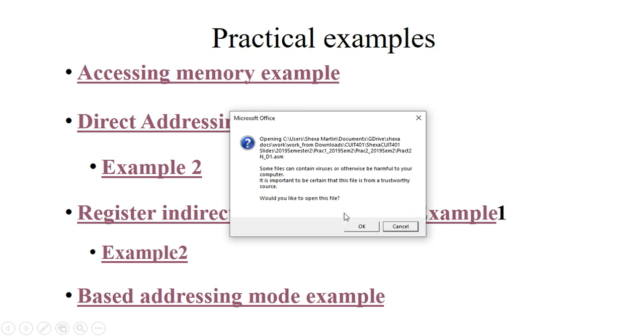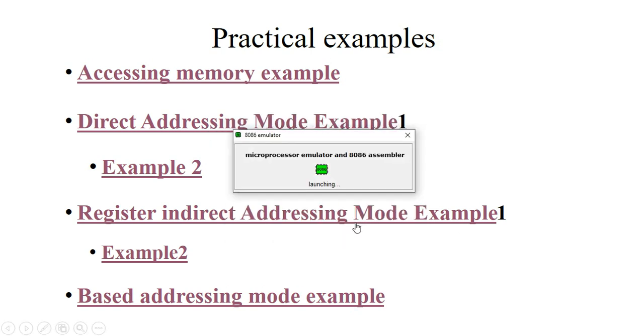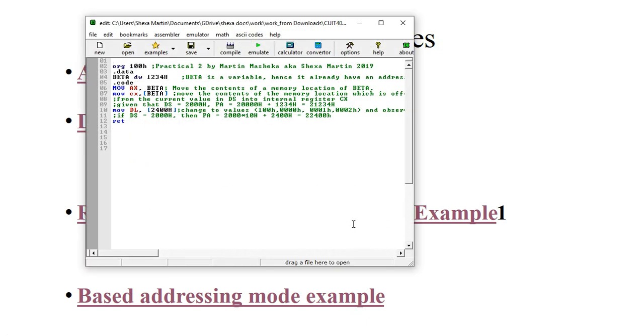Right. Addressing mode, direct addressing mode example. Here we're having this. We have data segment, we have code segment, and here we have defined a variable. We have declared a variable of size word, and we have given it a name, beta, and we've initialized it with 1234h. Right, we now move the contents of beta into AX.